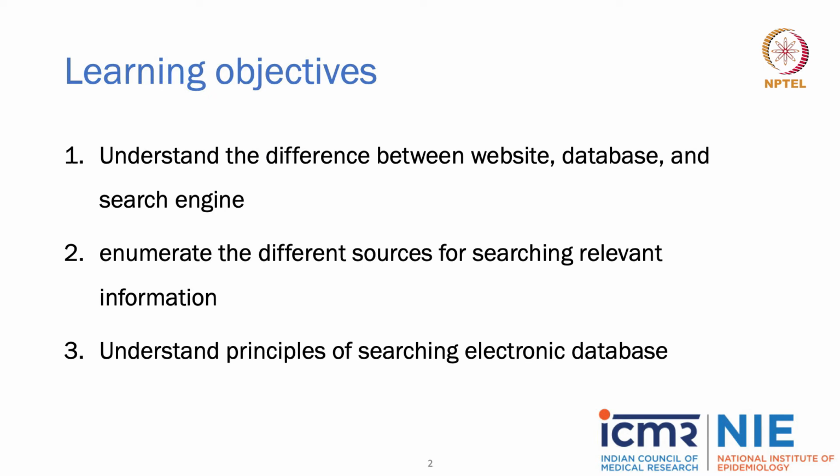So at the end of the session, we will be able to understand the difference between the basic terminologies such as website, database, and search engine. We will also go through the different sources which are available for searching relevant information to conduct a systematic review. We will also briefly go through the principles of searching an electronic database, which is the most common form of searching while doing a systematic review.